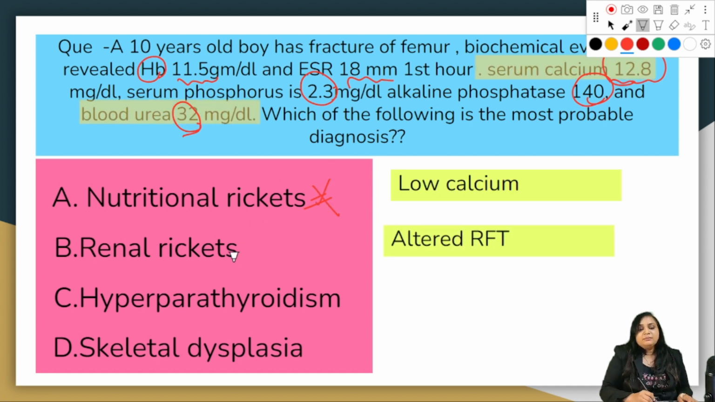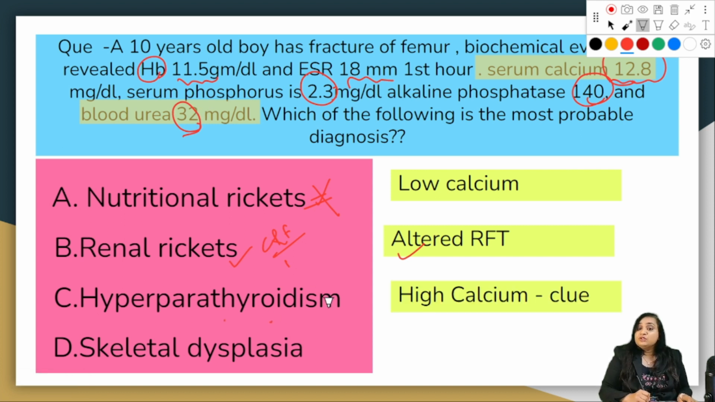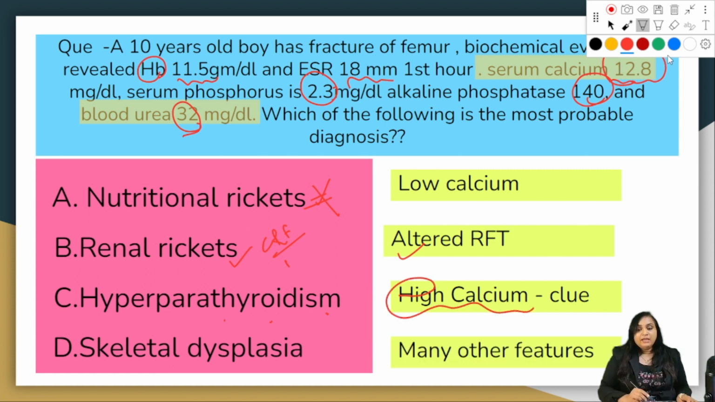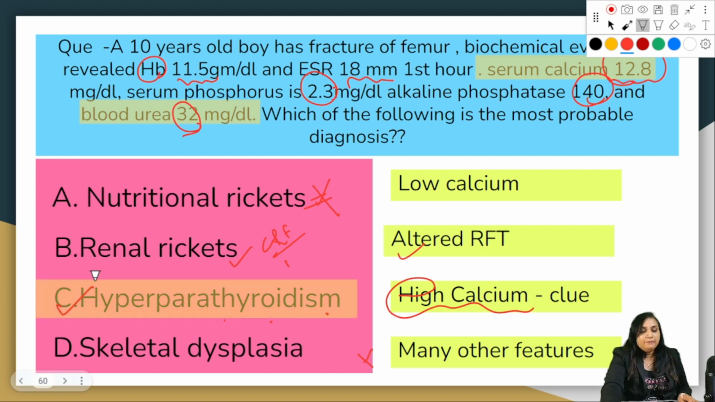It is not seen in a patient with renal rickets, CRF or renal osteodystrophy, because altered RFT should be there. Here the blood urea is normal. Hyperparathyroidism can be the answer because high calcium is a clue. 12.8 is on the higher side. And skeletal dysplasia will have many other features to manifest, so this is also out. So the correct answer is option C, hyperparathyroidism.